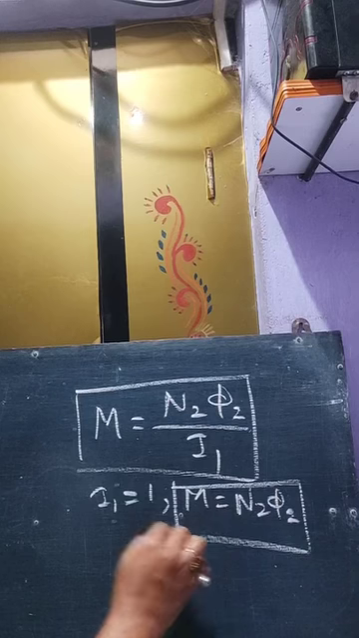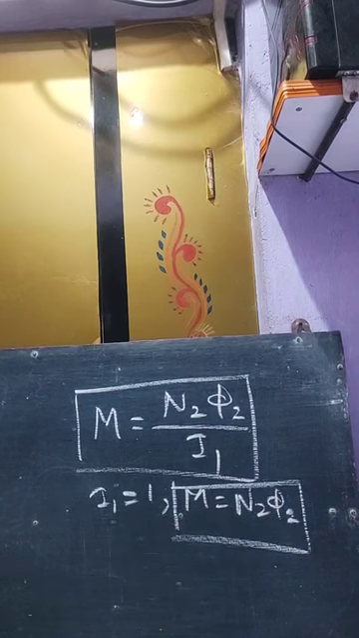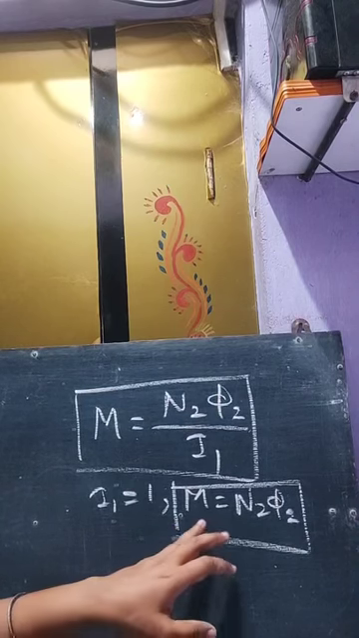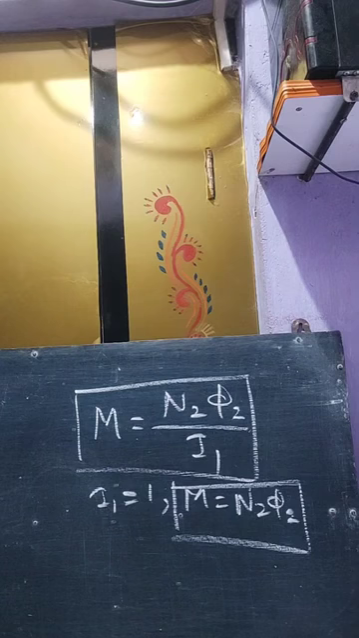From this, what can we conclude? We can conclude that the coefficient of mutual inductance of two coils is equal to the flux linkage of one coil, that is the secondary coil, when a unit current flows in the primary coil.